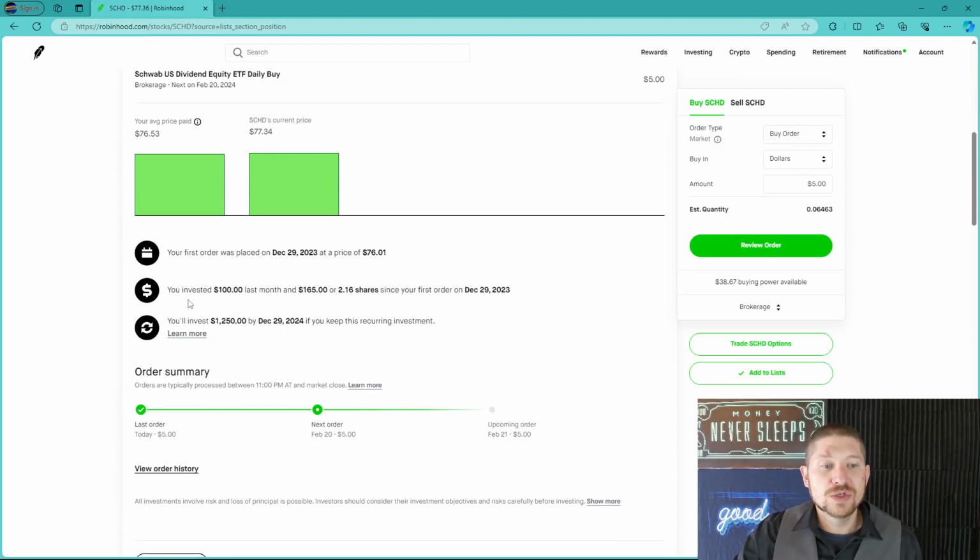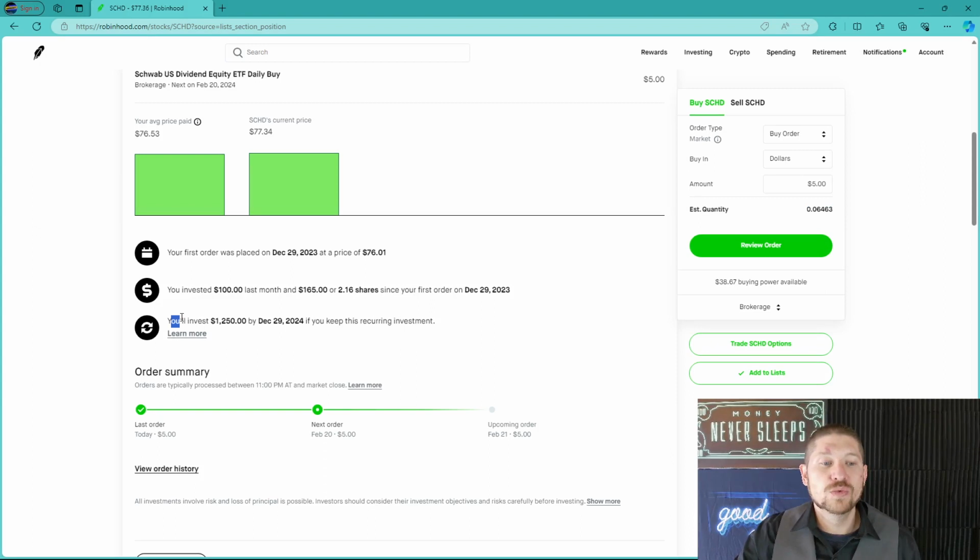Now, it says you invested $100 last month and $165 or 2.16 shares since your first order. So I put $100 in it last month of January, and this month it looks like I put in $165. Not sure exactly how that works out, but that's exactly what it's saying. I have 2.16 shares. And remember, guys, look, this is what we started with. We started with 0.064 of a share.